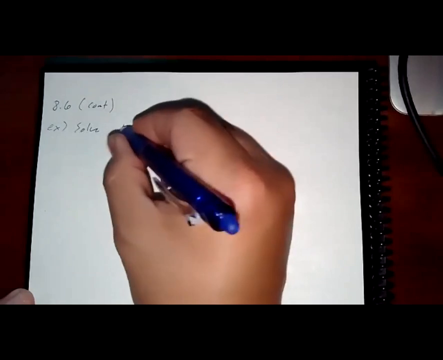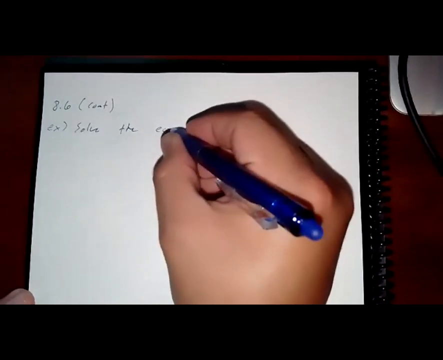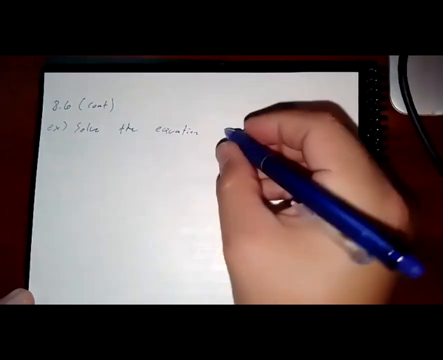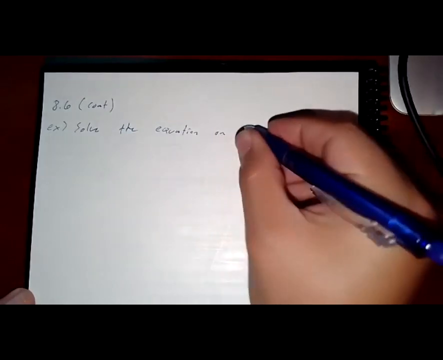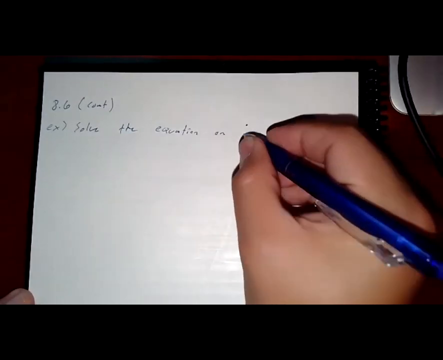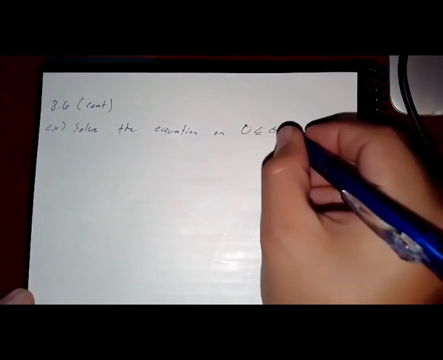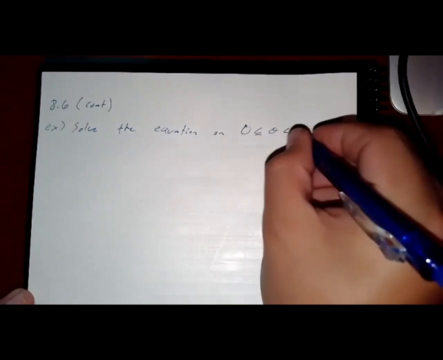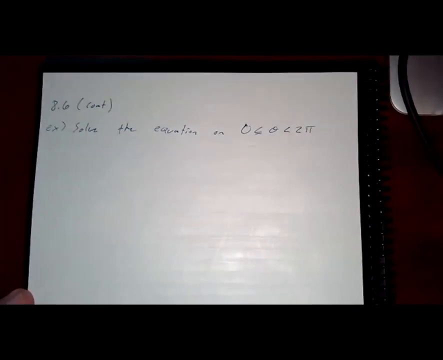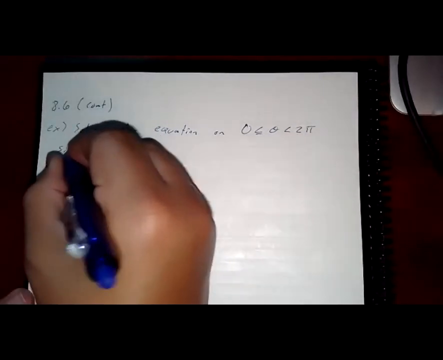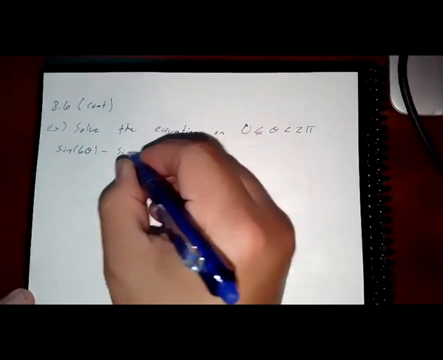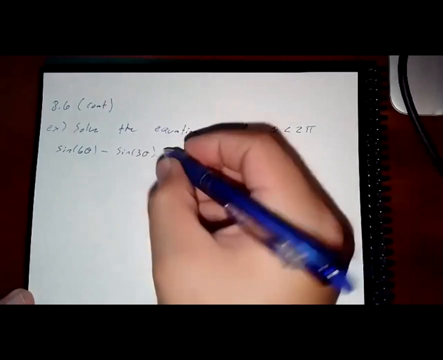All right. So here we'll solve an equation. Solve the equation on 0, where theta is between 0 and 2 pi. So it'll be sine 6 theta minus sine 3 theta equals 0.